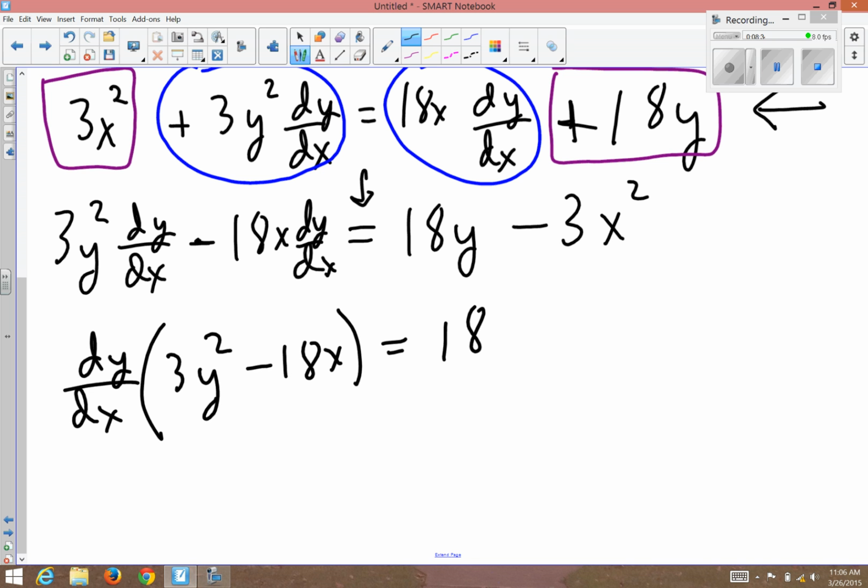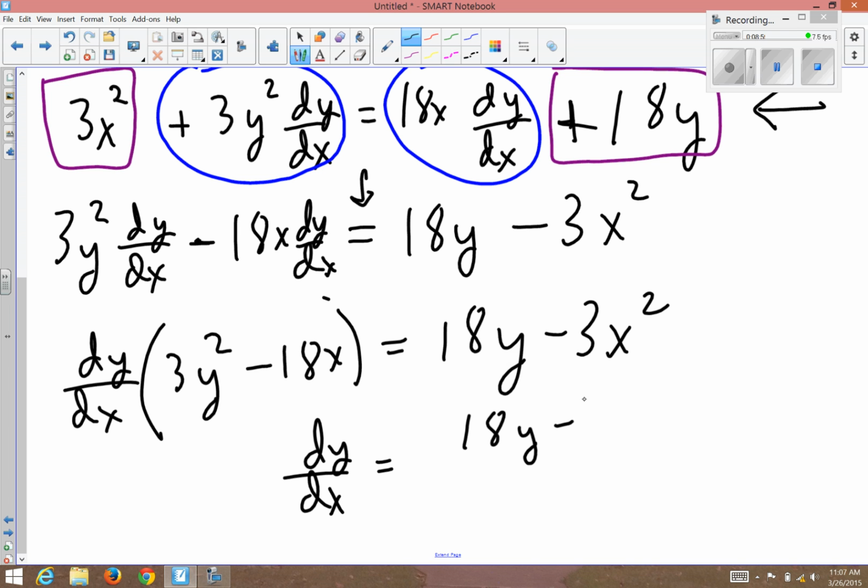Copy everything else. Because all of these terms have dy dx, we can factor it out. Distribute this back to make sure it equals what's above it. And one more step, divide both sides by the stuff in the parentheses. I said divide both sides of the equal sign by the stuff in this parentheses over here.